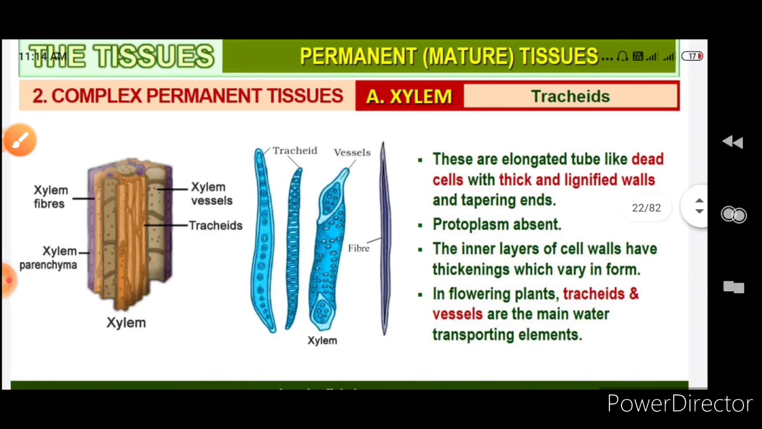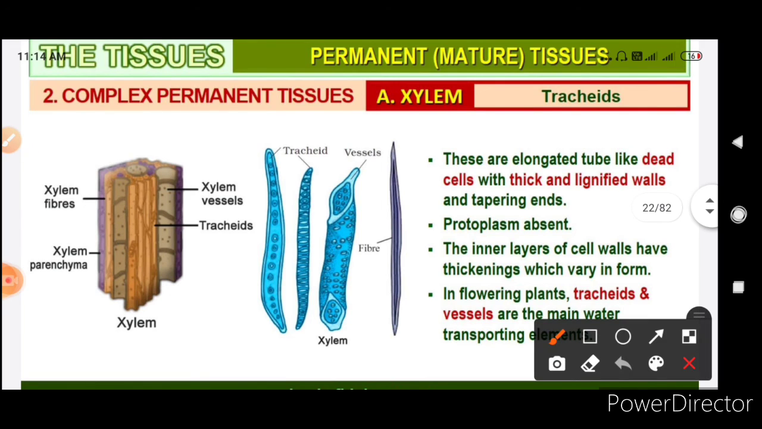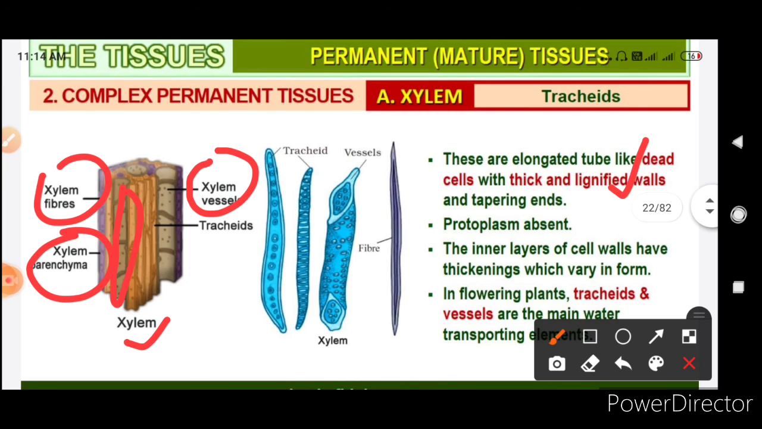Okay, so now we'll talk about the tracheids in xylem. Tracheids are elongated tubes with dead cells and with thick and lignified walls and tapering ends. Protoplasm is absent in them because they are dead cells. The inner layers of the cell walls have thickenings which vary in form, and in flowering plants, tracheids and vessels are the main transporting elements. Okay, so in this diagram you can see the tube-like structures which are formed are the tracheids. These are the xylem vessels, these are the xylem fibers, and this is the xylem parenchyma.